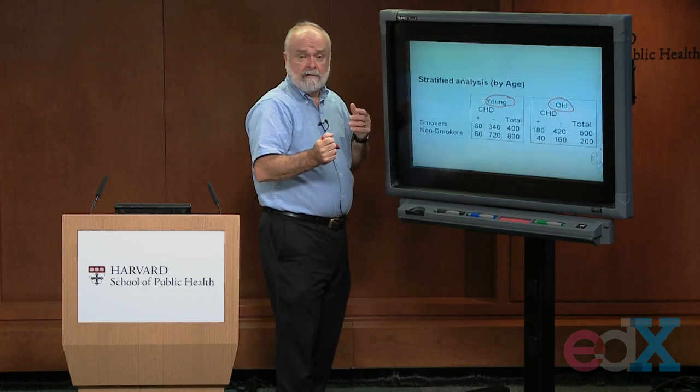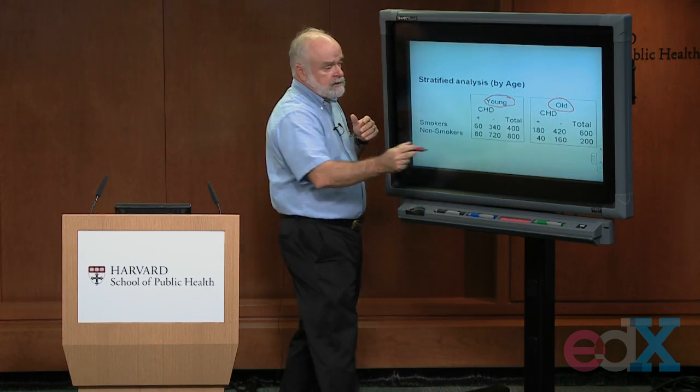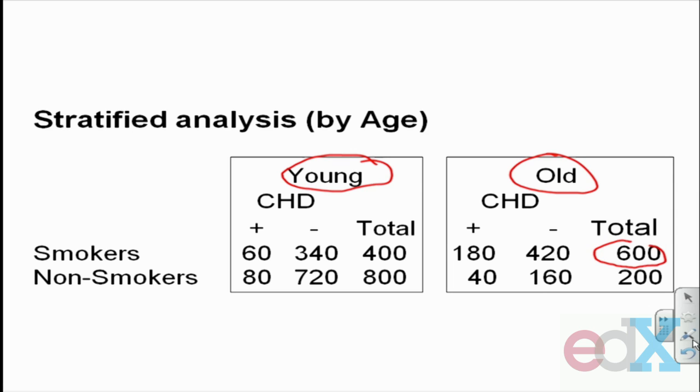And we looked into our data set, and we saw that among our 1,000 smokers, 600 of them were old, and 400 of them are young. Among our non-smokers, 200 of them are old and 800 of them are young. And furthermore, when I broke my data, it turns out that among those 240 smokers who got disease, 180 of them came from the old group and the other 60 from the young group.